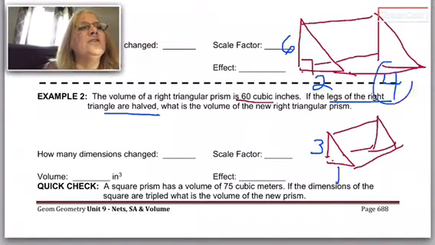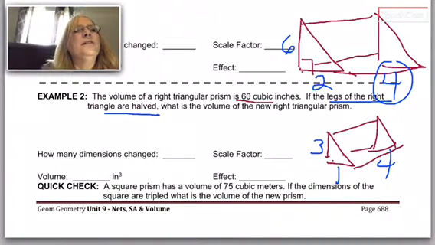But it said if the legs are halved. So nothing has changed to the height of the prism. So this is going to stay the same. So what do we think is going to happen?